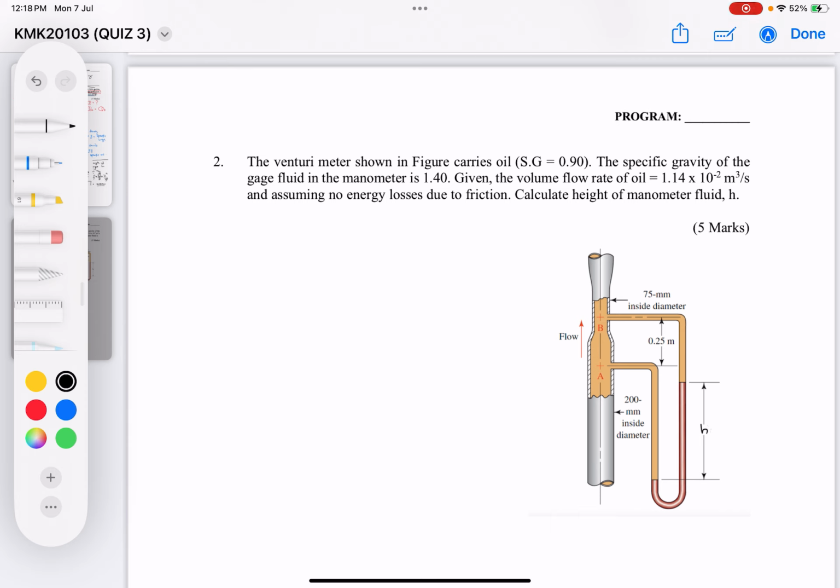The venturimeter shown in figure 2 carries oil with a specific gravity of 0.9. The specific gravity of the gauge fluid in the manometers is 1.40. Given that the volumetric flow rate of the oil is 1.14 times 10 to the power of negative 2 meter cube per second, and assuming no energy losses due to friction, calculate the height of the manometers, H.